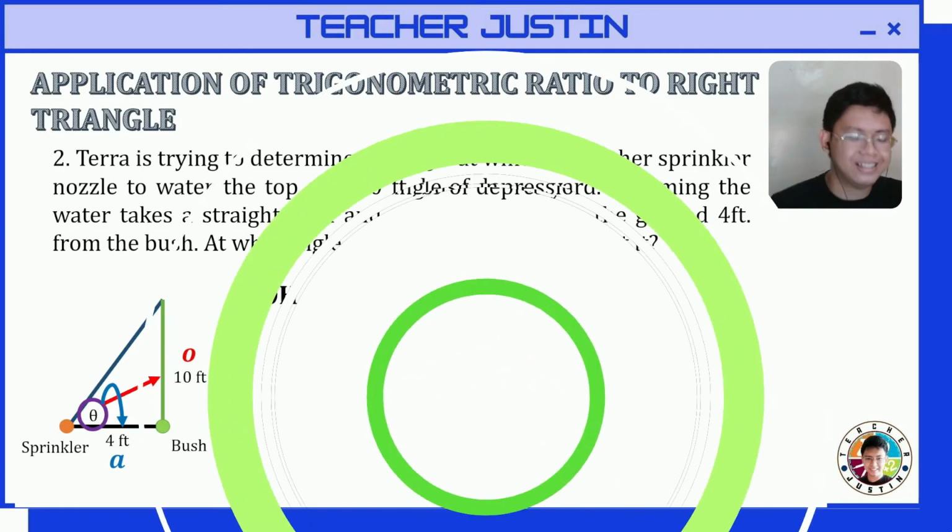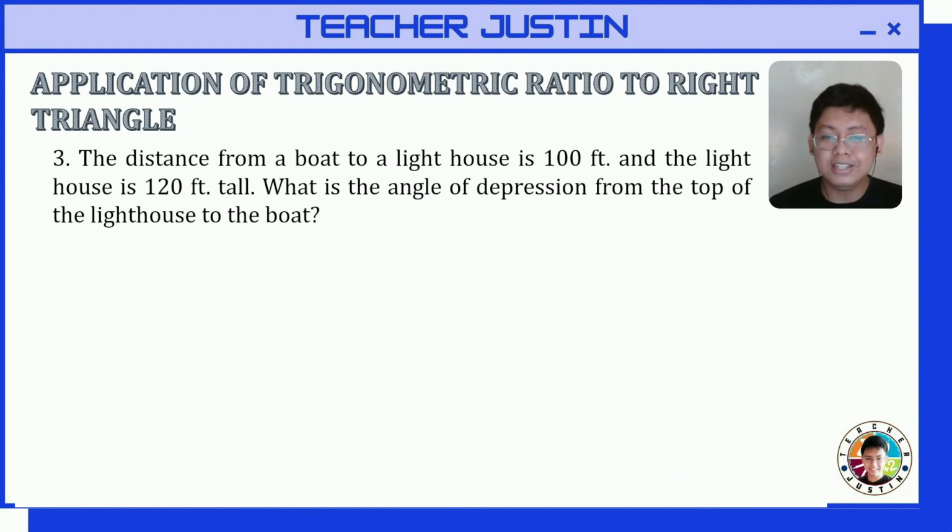Ta-da! Alright. So let's have this example. The distance from a boat to a lighthouse is 100 feet, and the lighthouse is 120 feet tall. So what is the angle of depression from the top of the lighthouse to the boat?